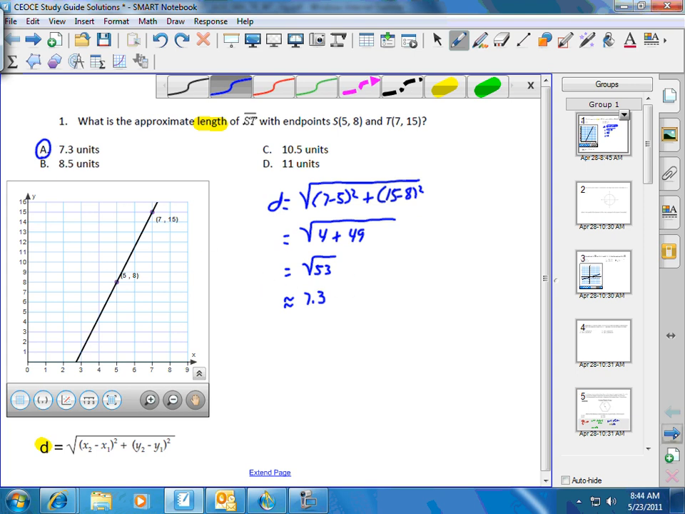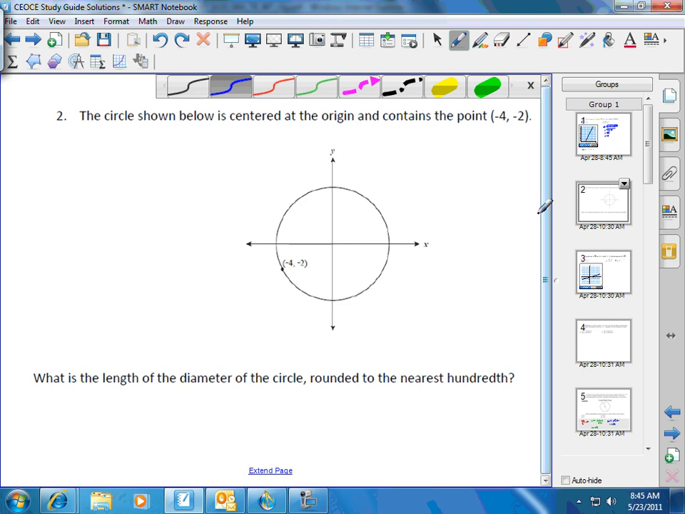All right, let's look at number 2. Number 2 reads, the circle below is centered at the origin and contains the point -4, 2. What is the length of the diameter of the circle rounded to the nearest hundredth? So again, we need to understand that length is measured by the distance between the 2 points, and we need to understand what diameter is. Diameter goes from one point on the circle through the center to another point on the circle. And we're rounding our answer to the nearest hundredth.